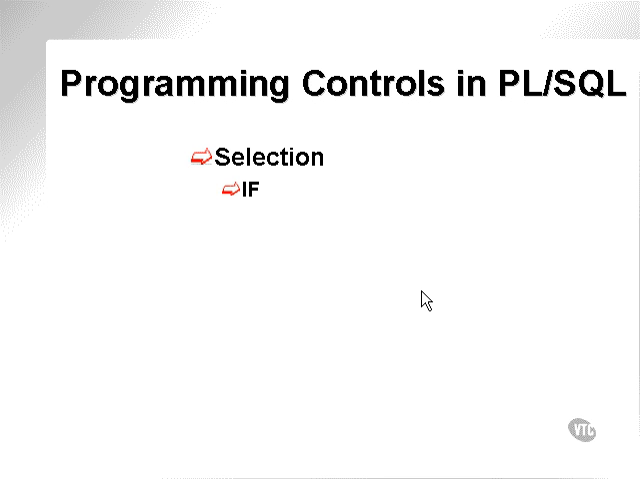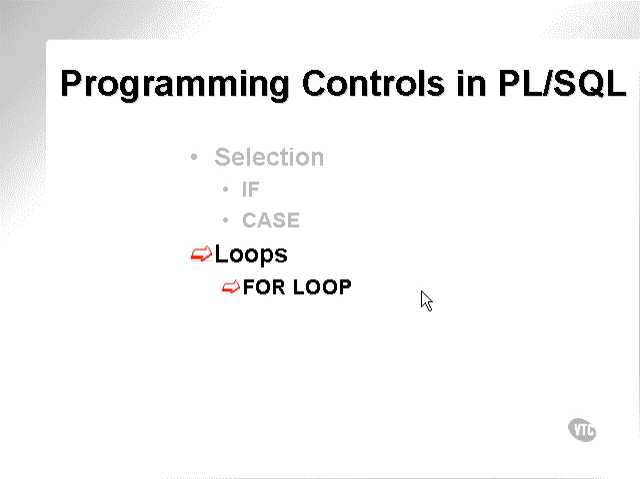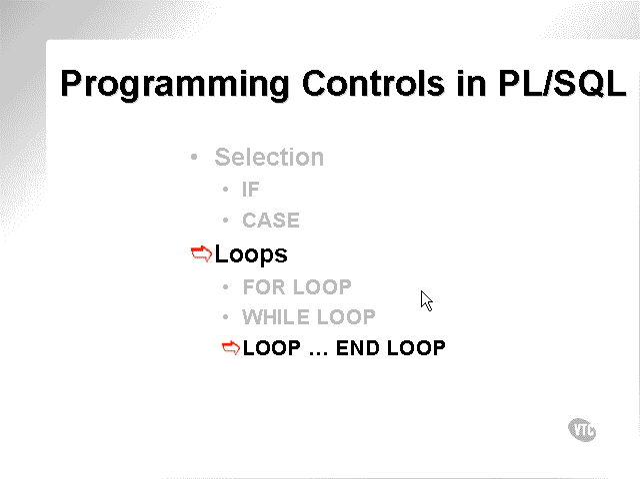Programming controls in PL/SQL. Programming controls are the controls in a programming language which allow you to communicate between different commands within a block of code. PL/SQL has all the standard programming controls, namely an if statement, part of selection, a case statement, another type of selection statement, loop statements, a for loop, a while loop, and another type of loop which is really just called a loop end loop. A loop end loop can be either a while loop or an until loop.